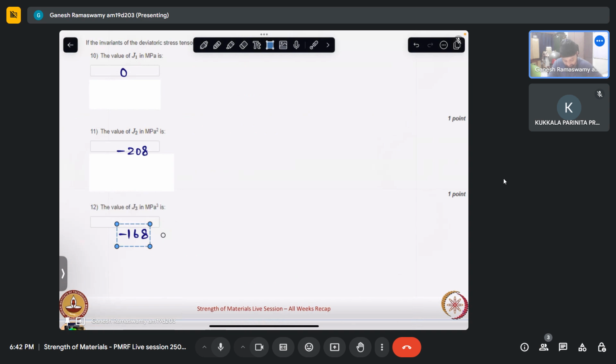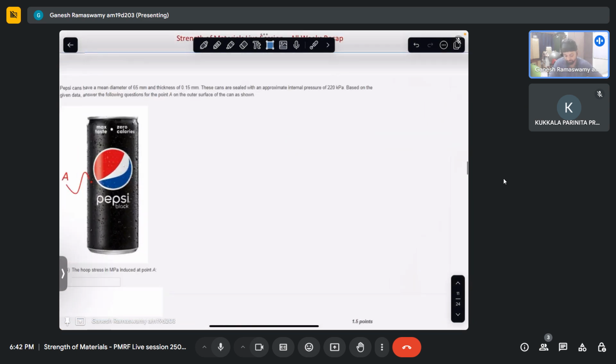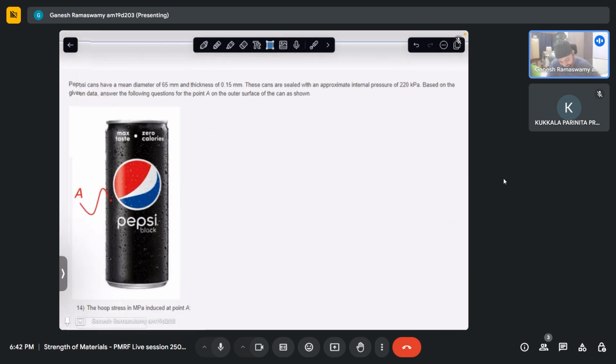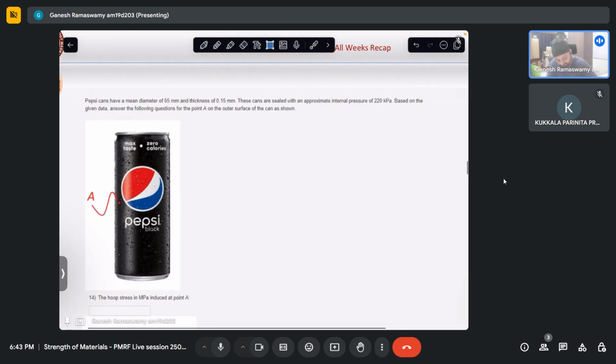Alright, so let us look at this question. It says Pepsi cans have a mean diameter of 65 mm and a thickness of 0.15 mm. So therefore, if I were to cut, let me use another color.